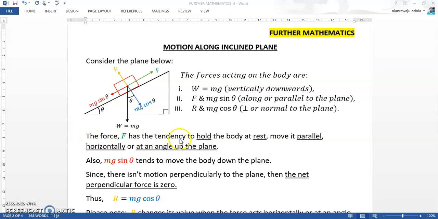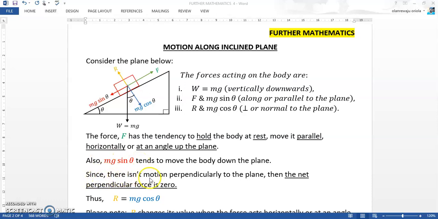The force F has a tendency to hold the body at rest. That is, this force F acting on this body in the upward direction has the tendency to hold the body at rest. And if that be the case, the body is on the verge of moving downwards, and that's why this mg sine theta will come into play. It can also move parallel, horizontally, or at an angle up the plane. We'll get to see more of this in the example presented in this video.